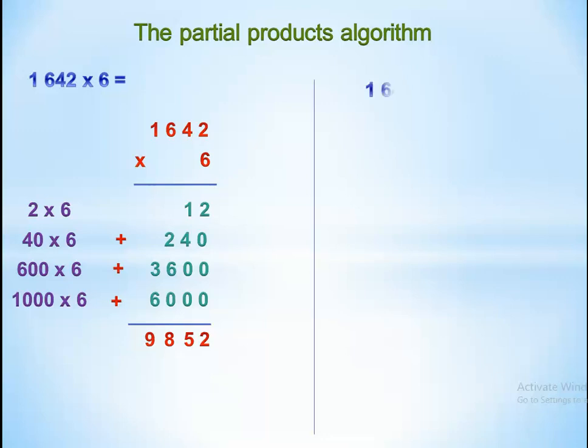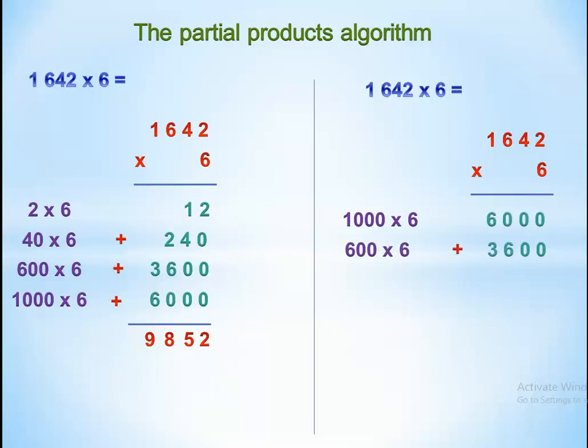Okay, let's see the other. 1642 times 6. We are going to start with 1000. 1000 times 6 equals 6000. 600 times 6 equals 3600. 40 times 6 is 240. And 2 times 6 equals 12. And add, it will be 9852.